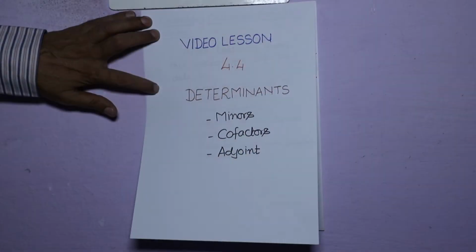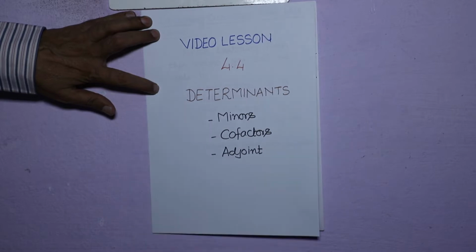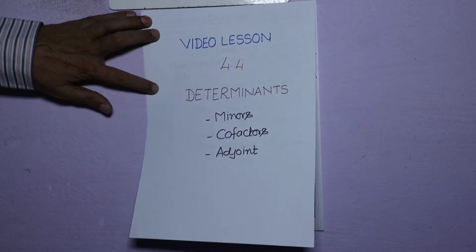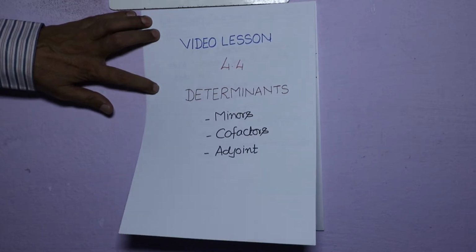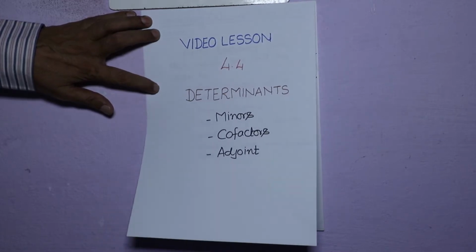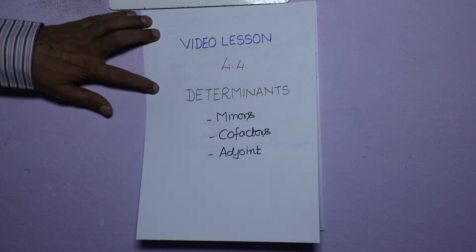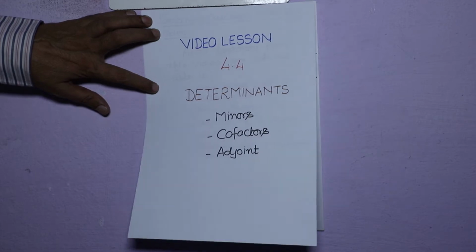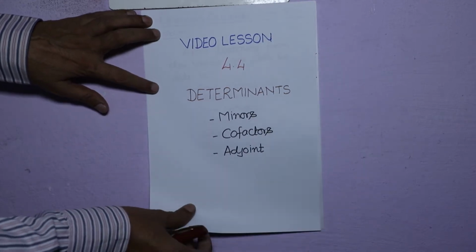Students, after these three videos, now one new thing. Now we will discuss how to find minor, cofactor and adjoint of a matrix, properties of determinant and calculating area of triangle using determinant. The new things are that you have to find minors, cofactors and adjoint of a square matrix. They will be helpful to find the inverse of a square matrix.